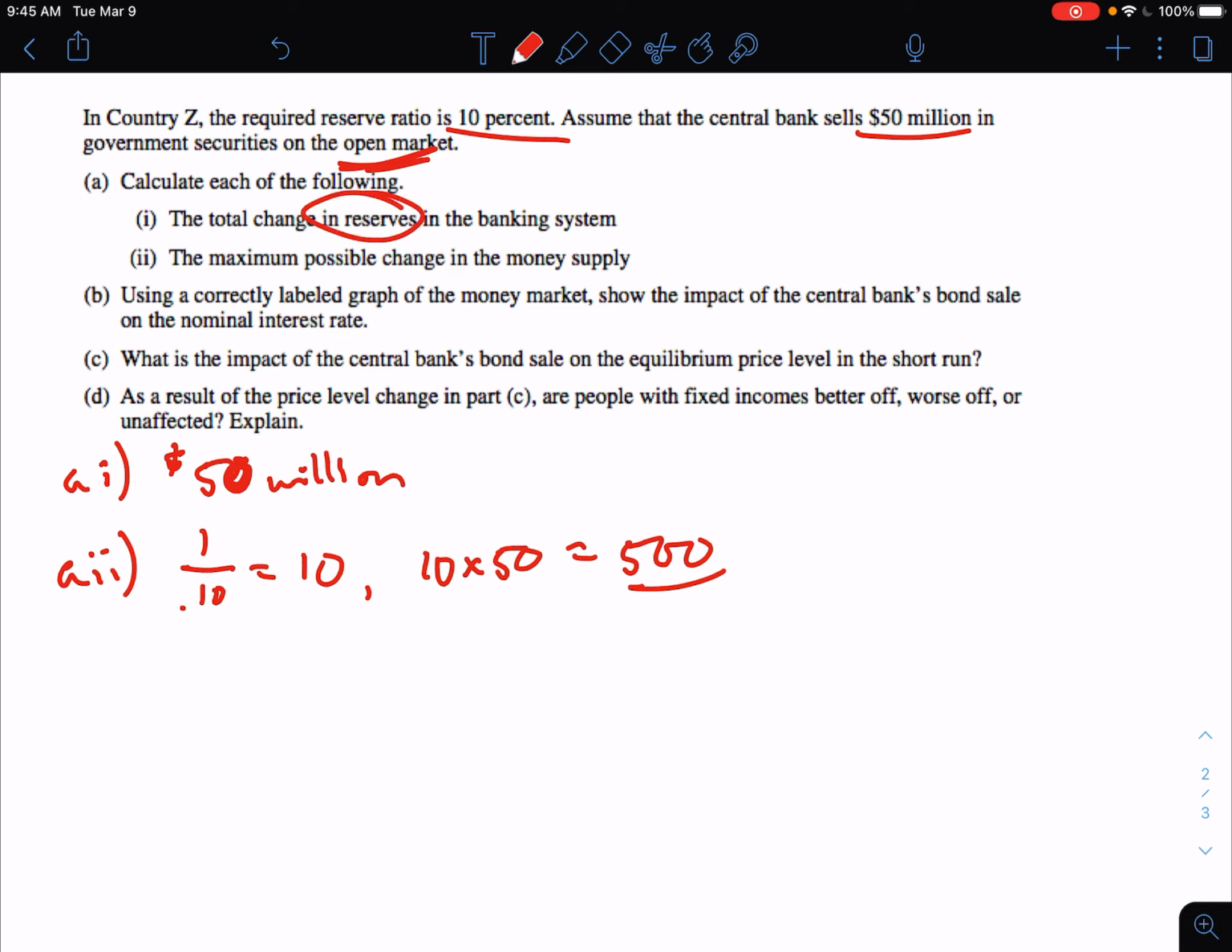So we have excess reserves and then our required reserves. The total change in reserves is basically that amount in reserves that gets held back. Remember how we said, because they're buying on the open market, this doesn't happen. But if they were just buying from the public and that kind of thing, it's equivalent to the total amount minus the initial, which is why we have that 50 million. Okay, so moving on to B.